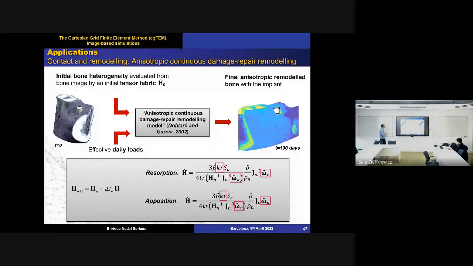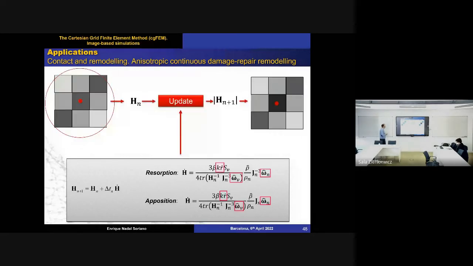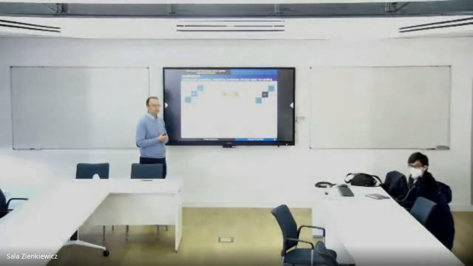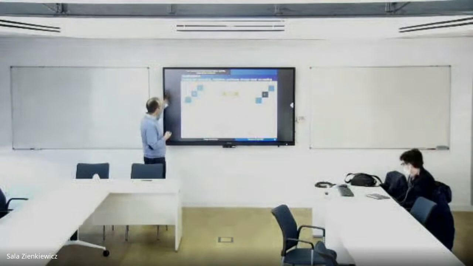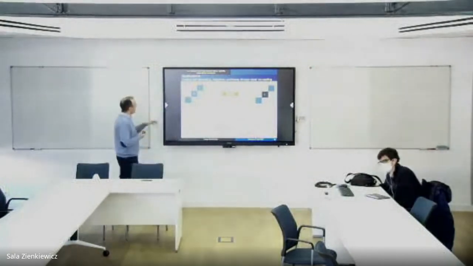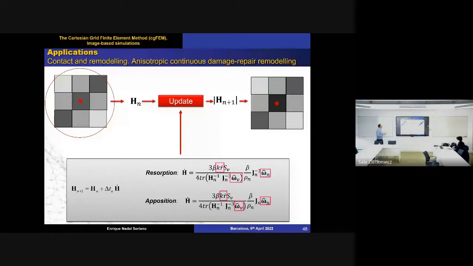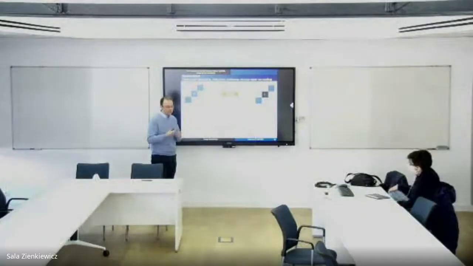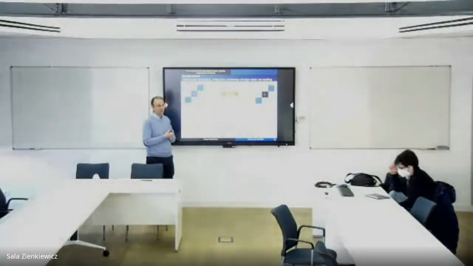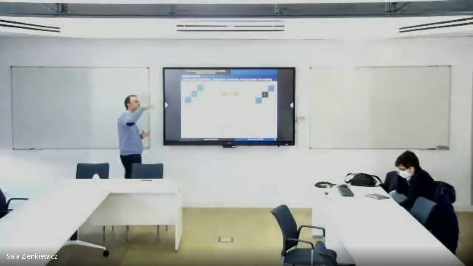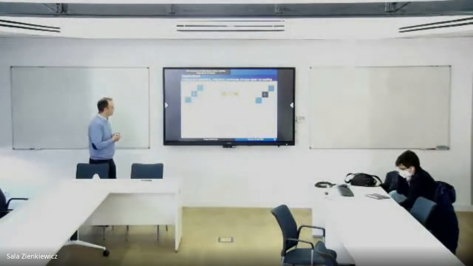Well, how does it work in our context? In our context, it's really easy to implement. We have an initial image. We center on one of the voxels. We check the voxels around, and we build a kind of fabric tensor H, which gives us not only the density in the voxel, but also a kind of directionality of the material.